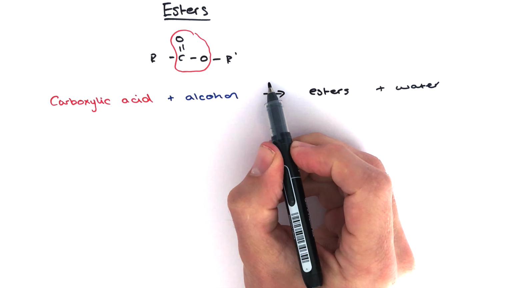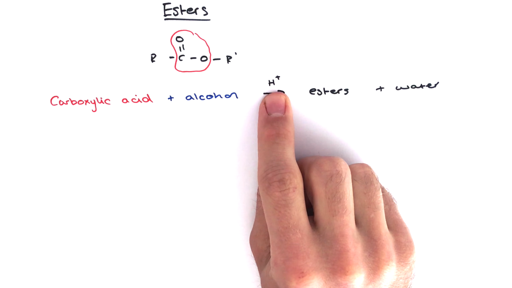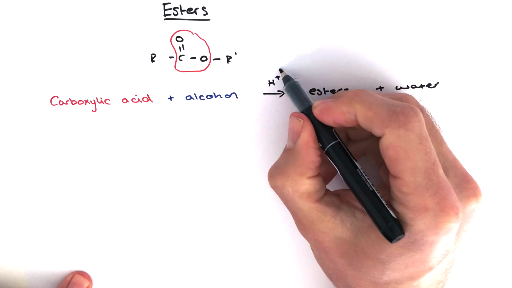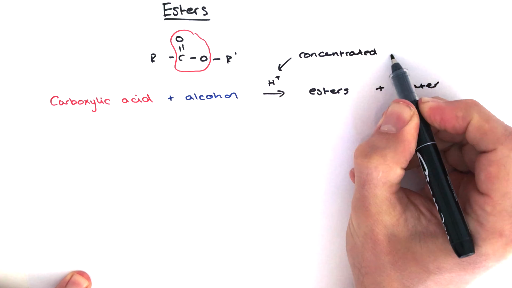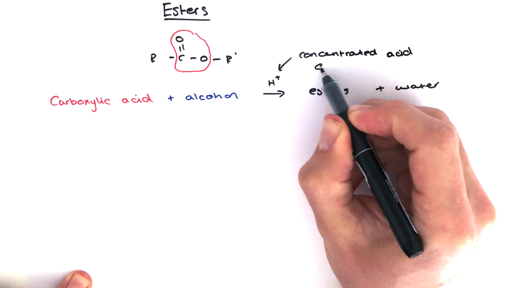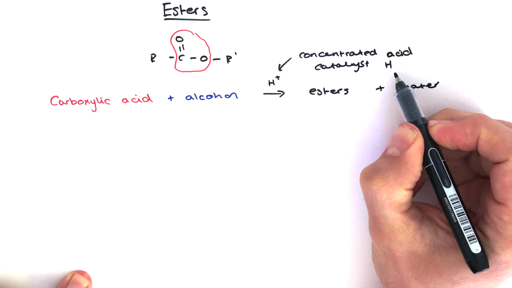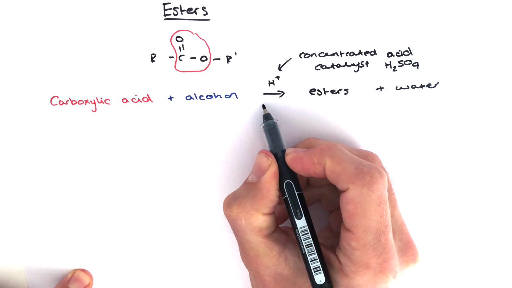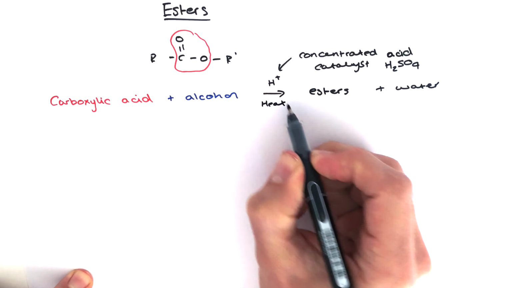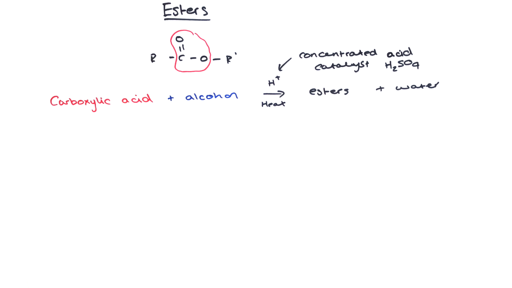Now for this reaction, what you need is an acid catalyst in there. So I'm representing my concentrated acid catalyst with an H+. That could be something like phosphoric acid, or sulfuric acid for this reaction. The other thing that you'll need to do here is heat this reaction as well. So you need to warm the reaction. You'll end up getting an ester and water from this reaction.